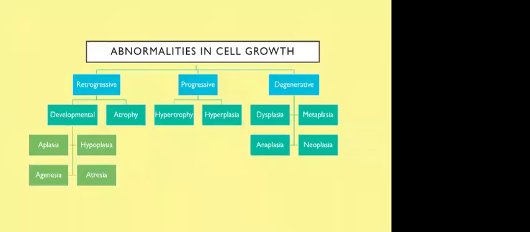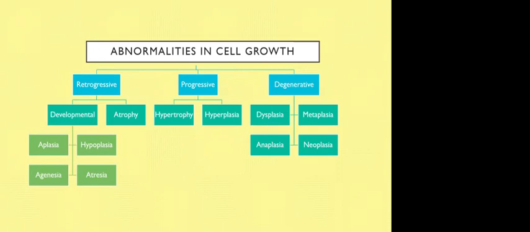The abnormalities in cell growth can be observed in tissues and in organs. They can appear to be smaller or larger than normal, reflecting a disease or an increase in the size or number of their component cells. So we have three different categories of this type of abnormalities.